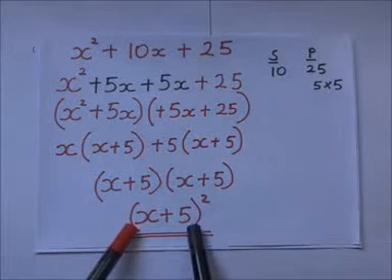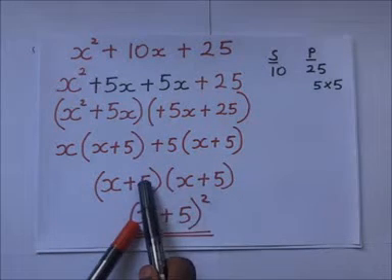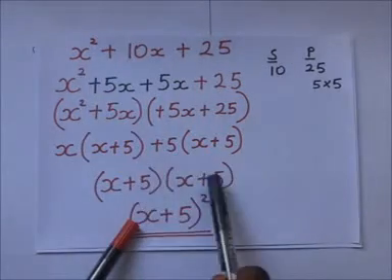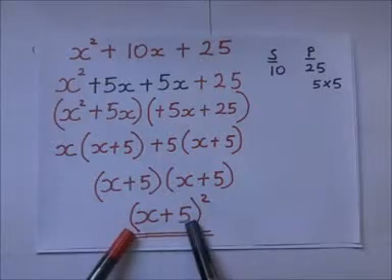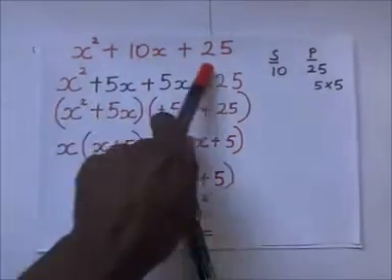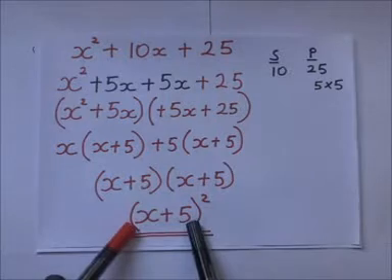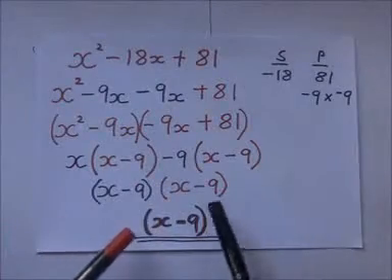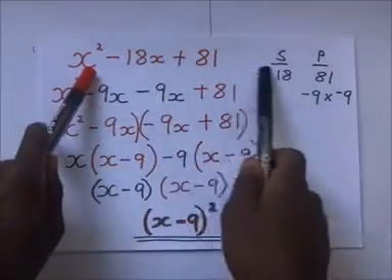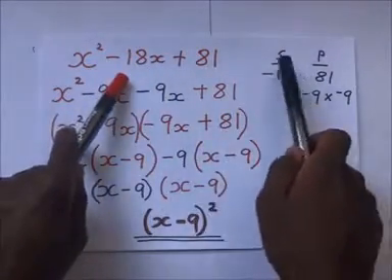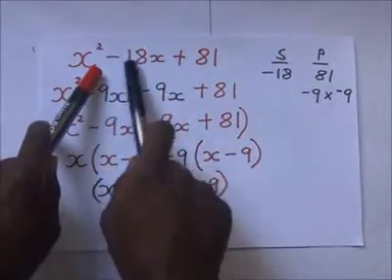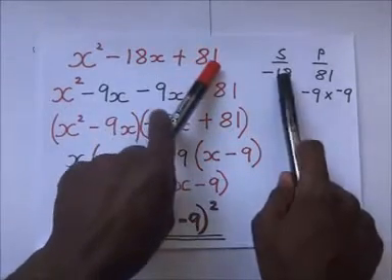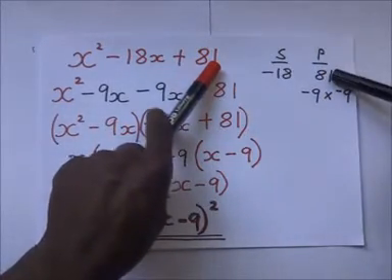Because we're having x plus 5 squared, it means that the roots of this quadratic equation are the same. It is negative 5. So this makes this quadratic expression a perfect square. It is the same in our next expression. We are still going to get two numbers to factorize this. Those two numbers should give us a sum of negative 18 when we add them, and when we multiply them, a product of 81.